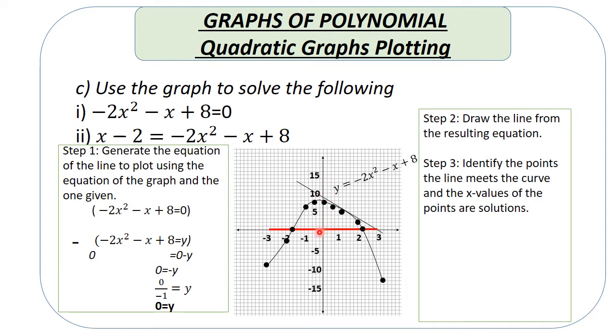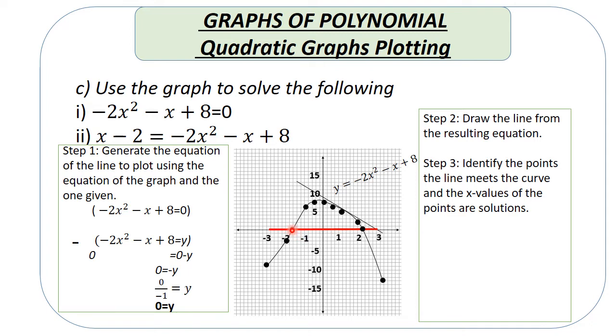Now when you are done, you have to get your answers. So step 1 is to come up with the equation for plotting the line, which we have, and it is this. Step 2 is to draw the line, which is this. Step 3 is to identify the points on the line that meet the curve, and the x values of the points are the solutions or the answers.